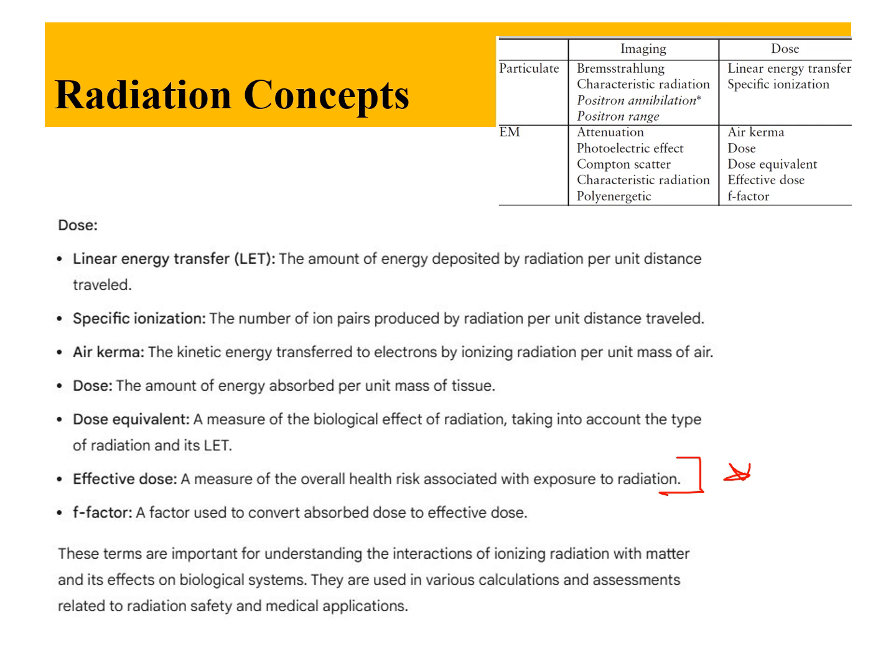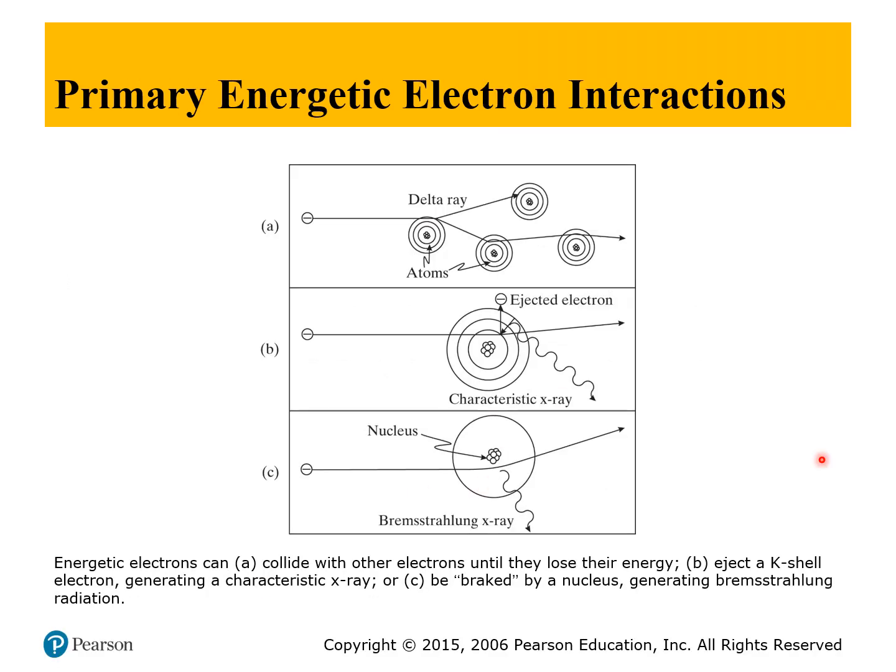Now let's move on. So here, this is the primary energetic electron interactions. A, you have electrons collide with other electrons until they lose their energy, correct? So electrons keep colliding, and then they lose their energy. Make sense? Then B, you have ejection of a K shell electron. Remember, the K shell is the closest to the nucleus. Those electrons have a lot of energy because they are very close to the nucleus. Generating what we call the characteristic X-ray.